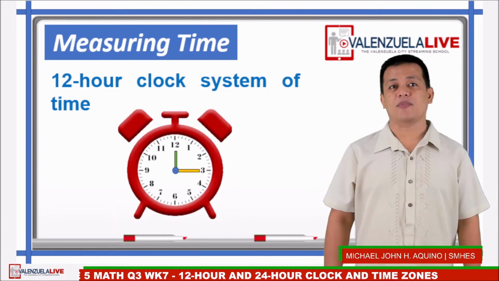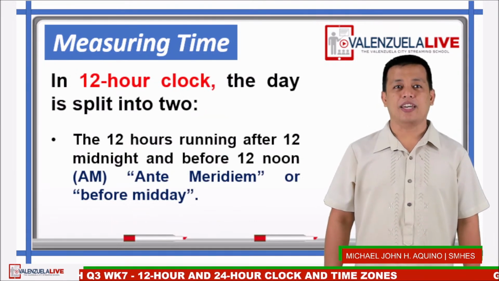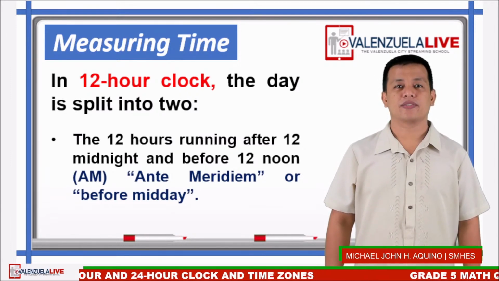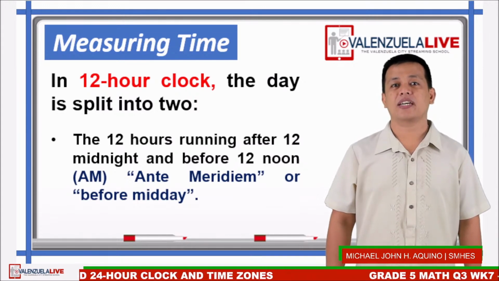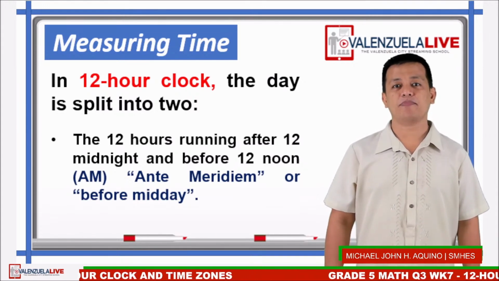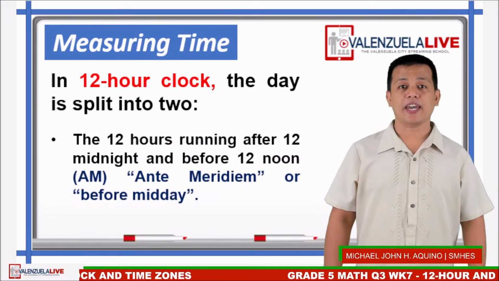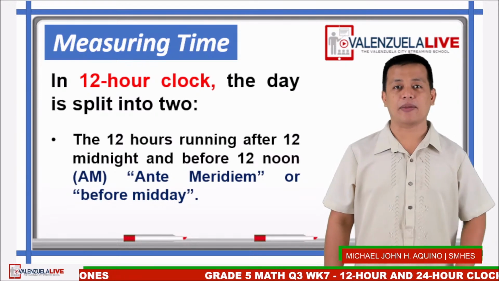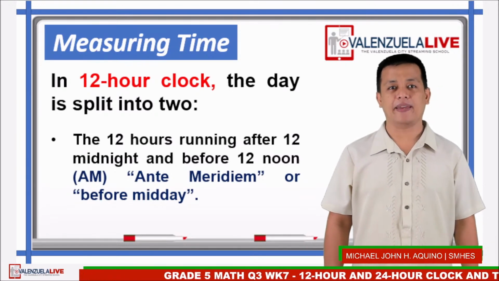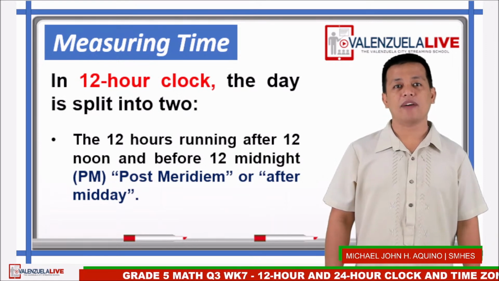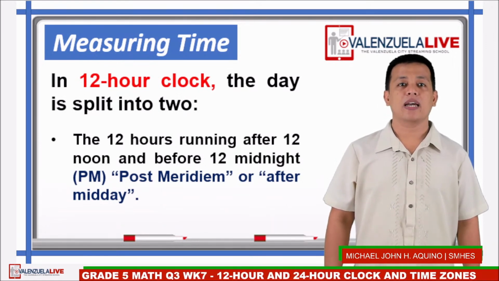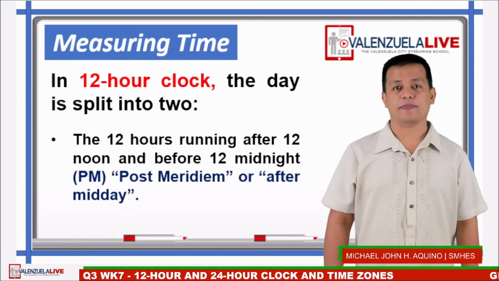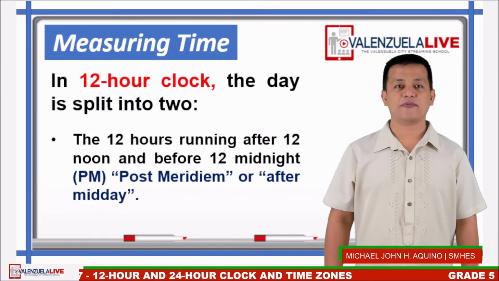12-hour clock system of time. In the 12-hour clock, the day is split into 2. First, the 12 hours running after 12 midnight and before 12 noon: AM, antemeridium, or before midday. The meaning of antemeridium is before midday. Next, 12 hours running after noon and before 12 midnight: PM or post meridium means after midday.